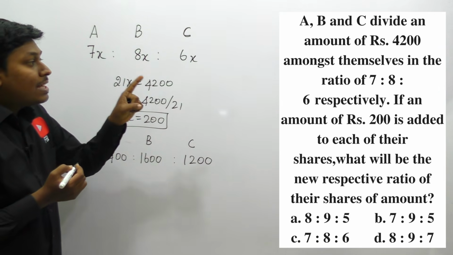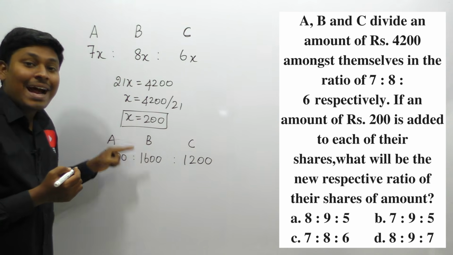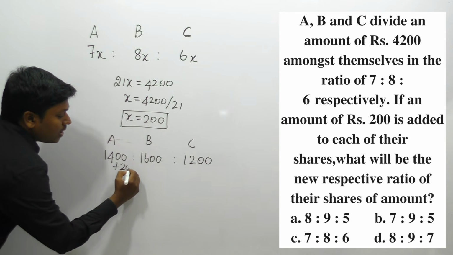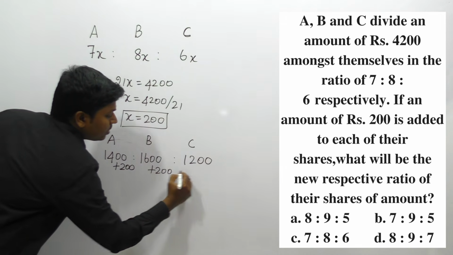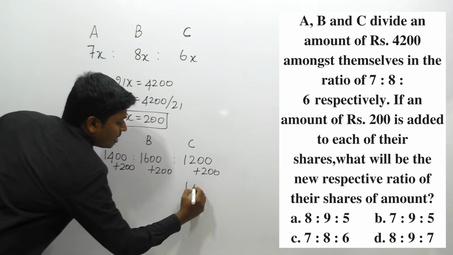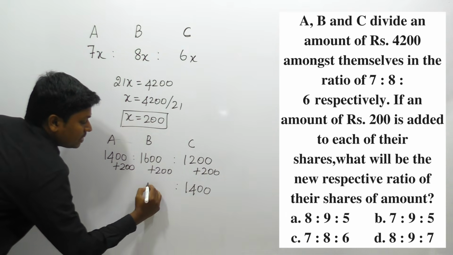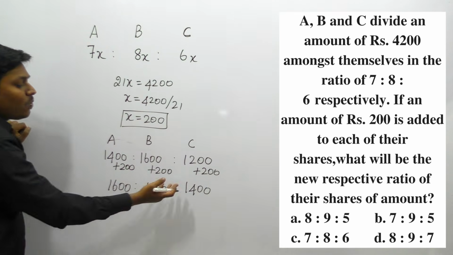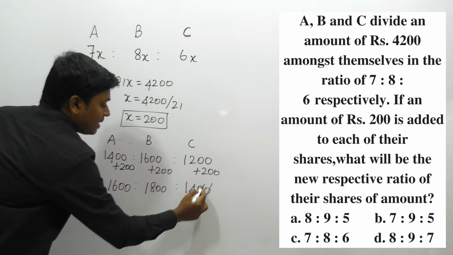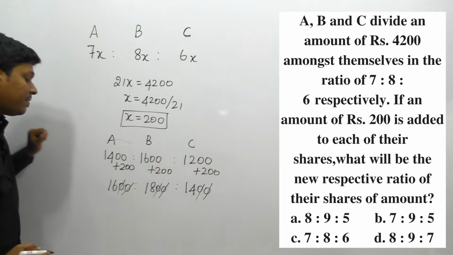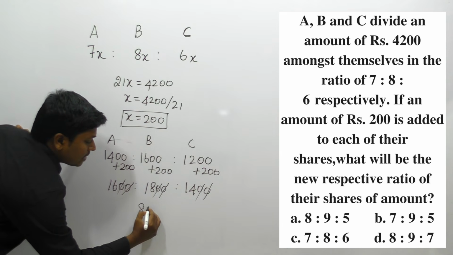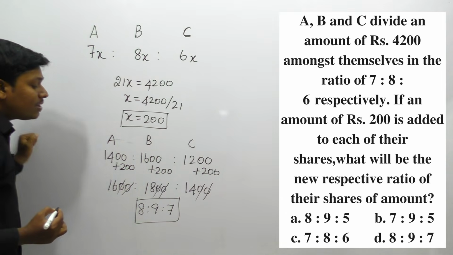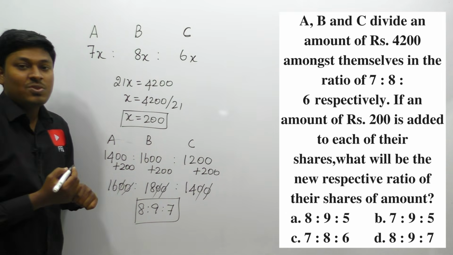They have told that an amount of rupees 200 is added to each of the accounts. So when we add rupees 200 to each of their shares, 1,400 becomes 1,600, 1,600 becomes 1,800 and 1,200 becomes 1,400. Now we need to find the ratio of the new amount. We can cancel the zeros and then cancel by 2 tables. So 8 2s are 16, 9 2s are 18 and 7 2s are 14. So finally we got the ratio of the new shares will be 8:9:7.